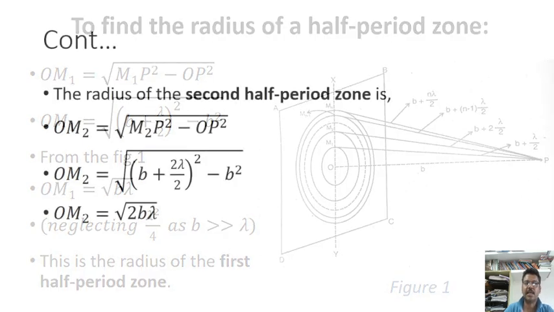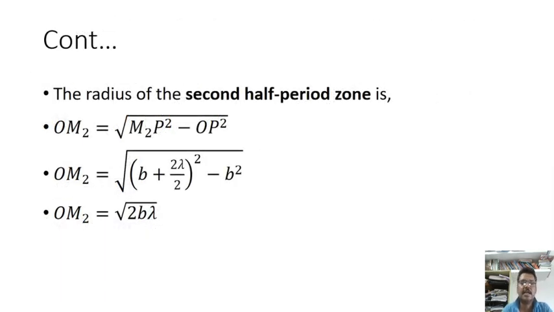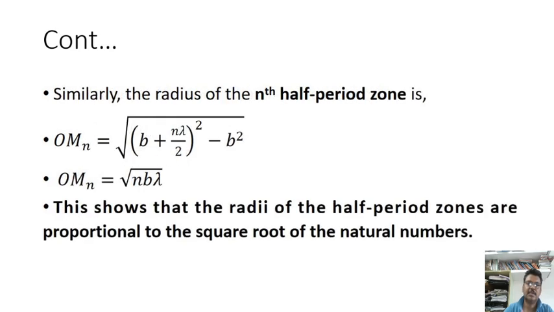Like that we calculate the half period zones. One more, OM2, is the square root of M2P square minus OP square, where we get 2 extra. Similarly for OMn, the nth half period zone, instead of 2 we get n. This shows that the radii of the half period zones are proportional to the square root of the natural numbers.